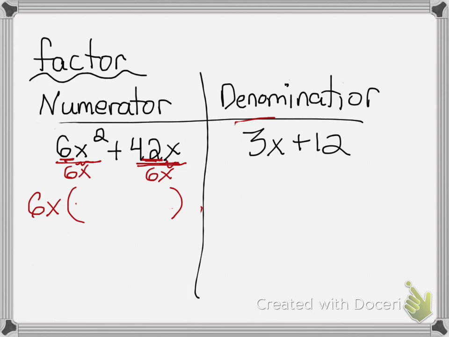When I do that, the 6's cancel here. X squared divided by x just gives me x. 42 divided by 6 gives me plus 7, and the x's cancel. So that will go in my numerator, 6x times x plus 7.